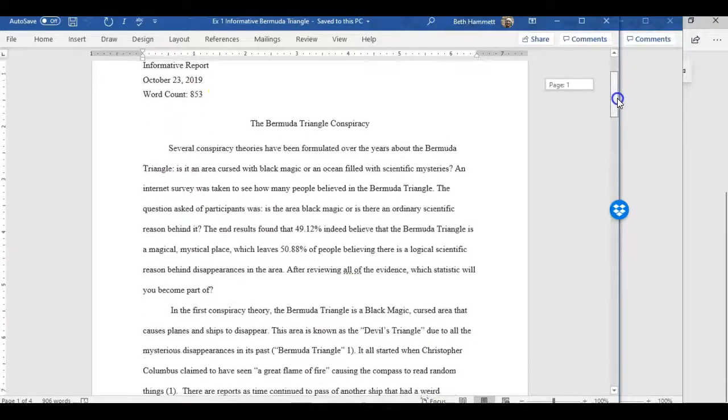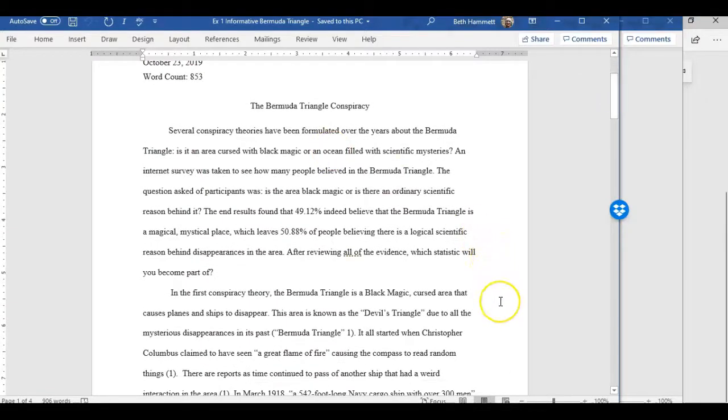You're going to see a little bit of difference in the intro. See, it's a little bit longer. Same first sentence. Several conspiracy theories have been formulated over the years about the Bermuda Triangle. Is it an area cursed with black magic or an ocean filled with scientific mysteries? An internet survey was taken to see how many people believed in the Bermuda Triangle. The question asked of participants was, is the area black magic or is there an ordinary scientific reason behind it? The end results found that 49.12% indeed believe that the Bermuda Triangle is a magical, mystical place, which leaves 50.88% of people believing there is a logical, scientific reason behind disappearances in the area. After reviewing all the evidence, which statistic will you become part of?